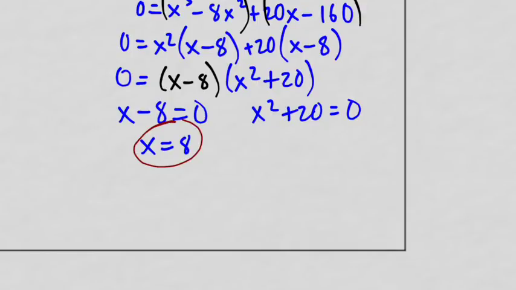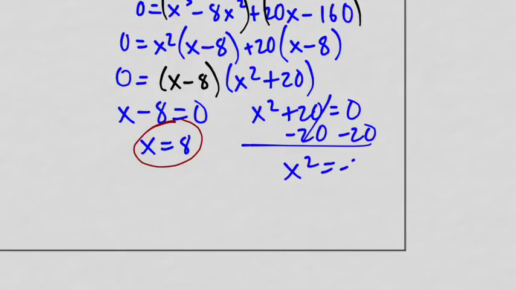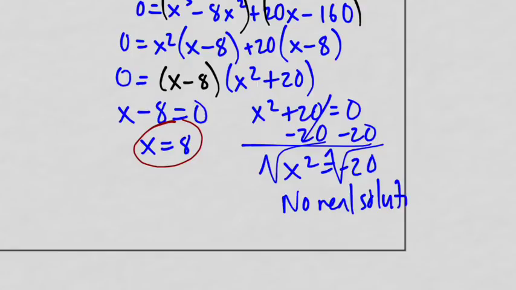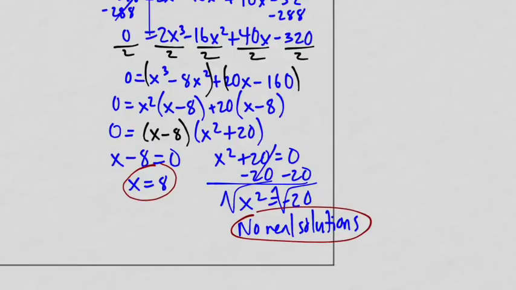The one on the right, just like the last one we did, if you try to solve it, you're going to get x squared equals negative 20. Take the square root of both sides, and it doesn't work. So no real solution there. It does have solutions. They're imaginary, which is something we haven't discussed yet, but we're going to get to that. But for now, we're going to say that has no real solutions. The only real solution is 8.